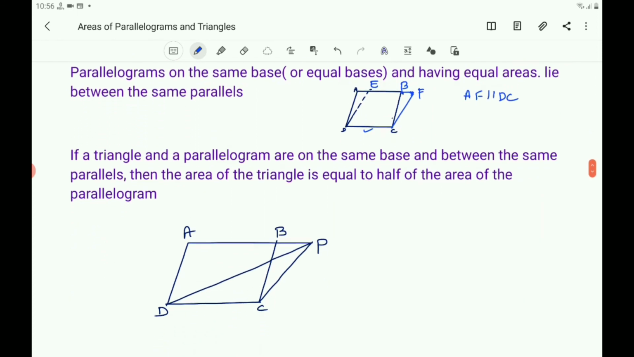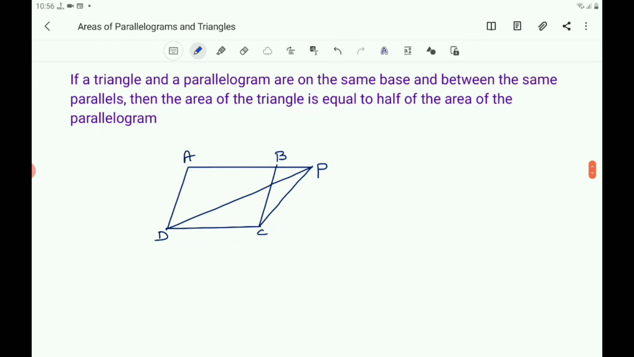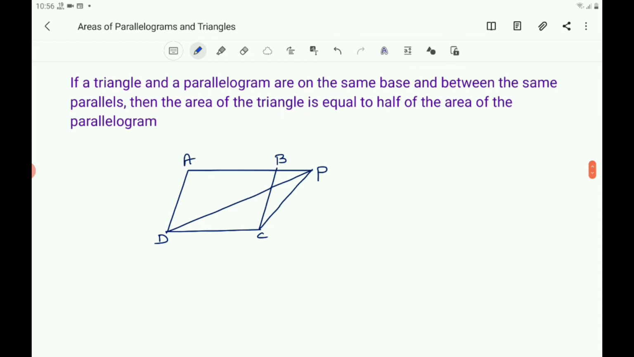Next, about the parallelogram and a triangle which are on the same base and between the same parallels. What happens to their area? Here you see DC is a base for the triangle DCP, and DC is also the base of the parallelogram ABCD. Means they are on the same base DC and between the same parallels AP parallel to DC. And what about their areas?